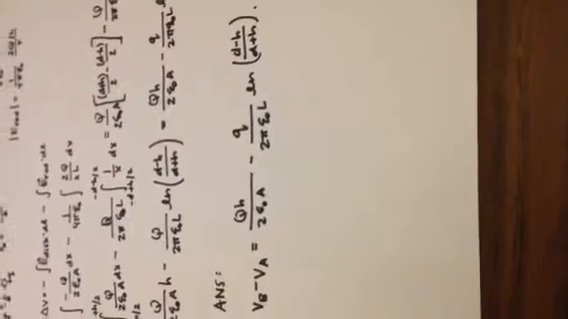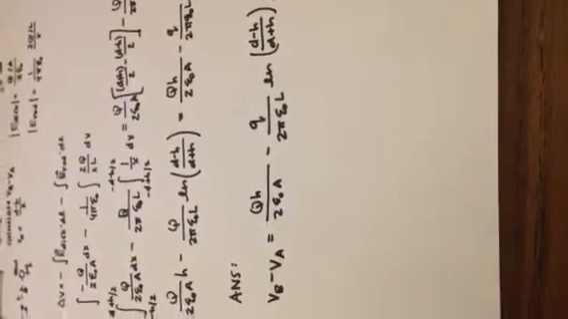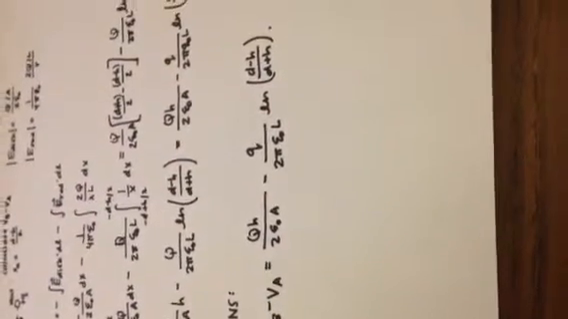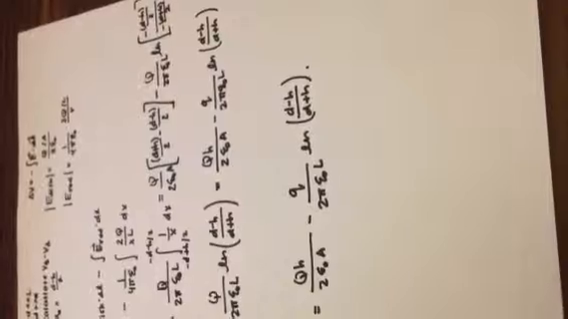So it turns out that the potential difference from A to B near the center of the disk is QH over 2 epsilon naught A minus Q over 2 pi epsilon naught L times the natural log of d minus h over d plus h.